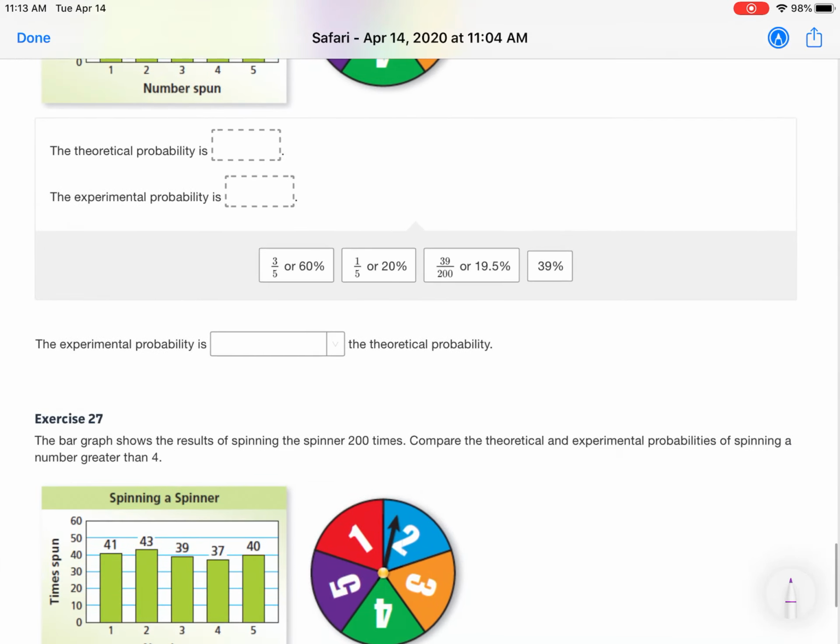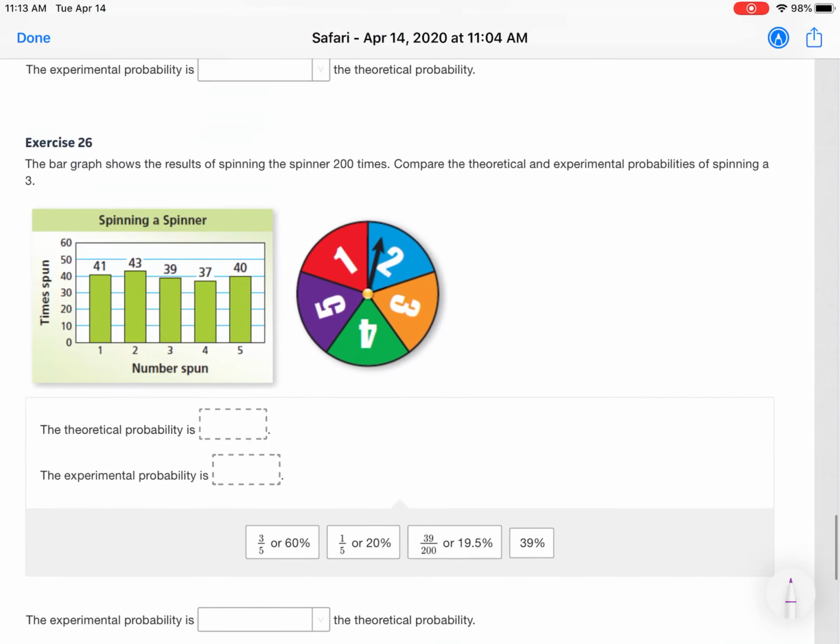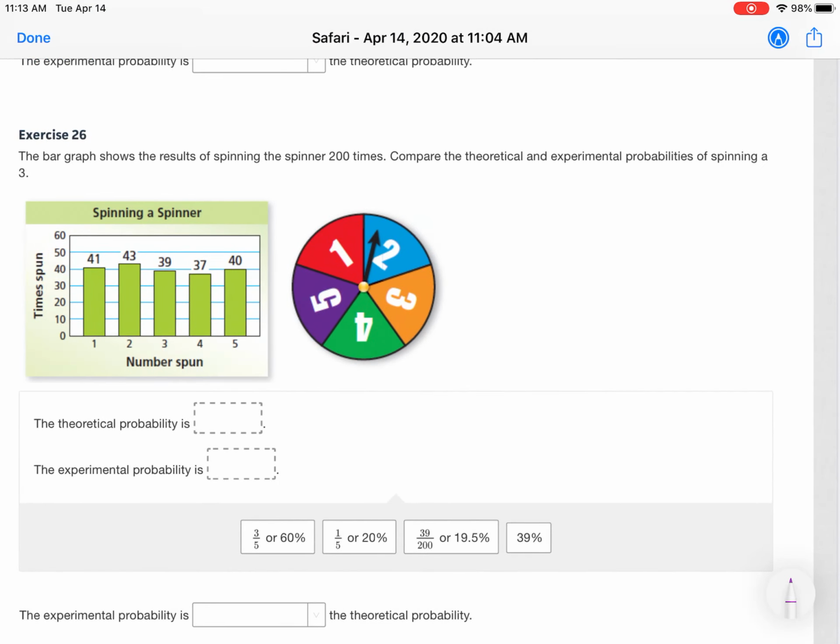Exercise 26. I think we're almost done. Yep, 2 more. So number 26. The bar graph shows the results of spinning a spinner 200 times. Compare the theoretical and experimental probabilities of spinning a 3. So same thing as last time. What's the theoretical? In theory, what should happen if you want to get a 3? How many out of how many possibilities? And then looking here, how many did they actually get over the total of how many they did?